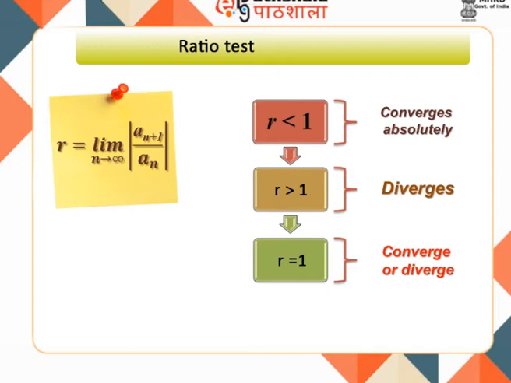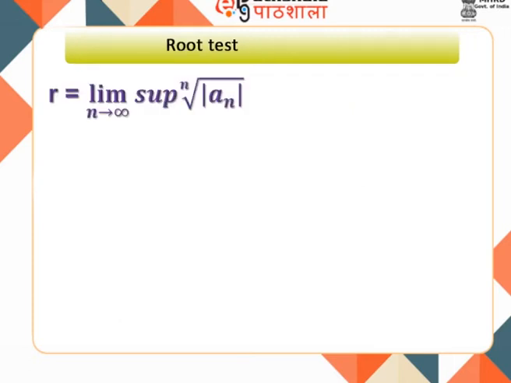Note: without the absolute sign, for R less than 1, the series converges but not absolutely. Root test. This is also known as the nth root test or Cauchy's criterion. Define R as follows.